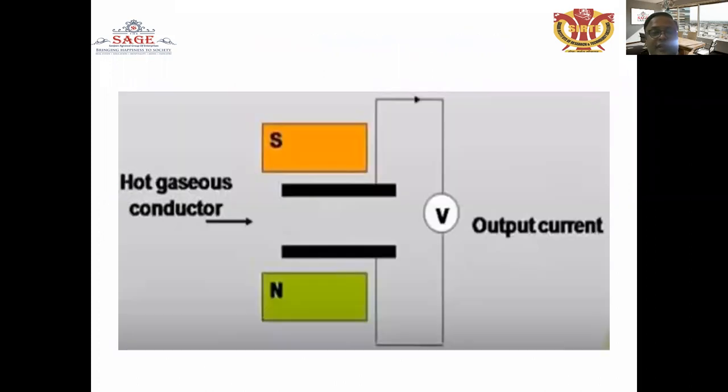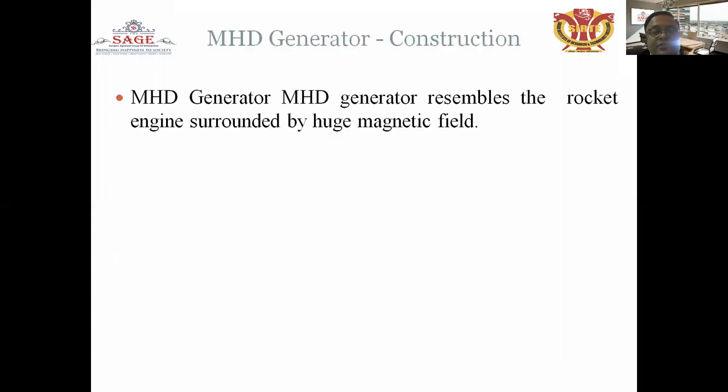So this is the diagram showing where the conductor is made of two types of poles, the north and south poles, and the hot gases pass through the conductor sides, and output current will be created through the voltage.